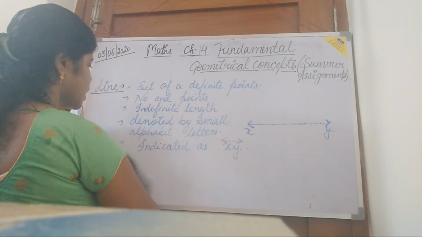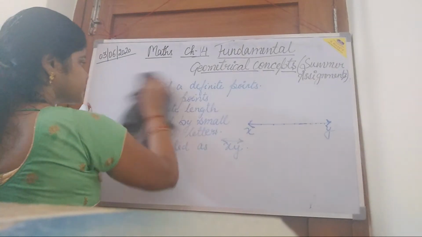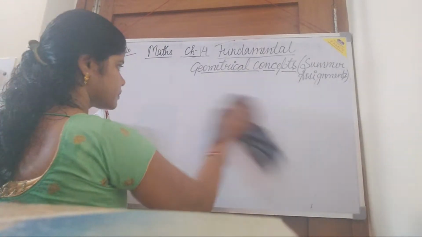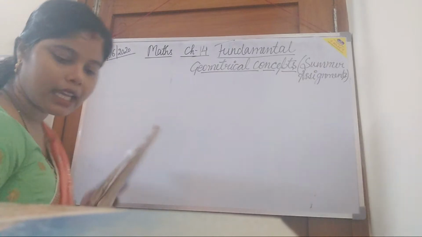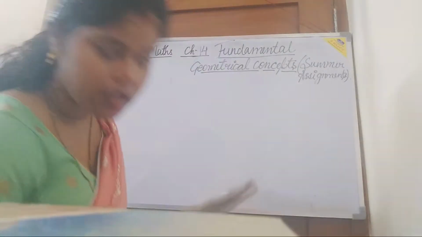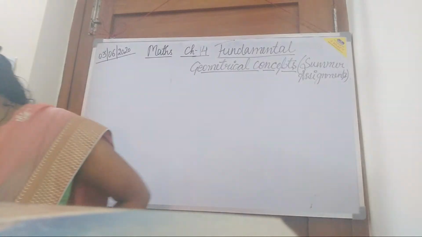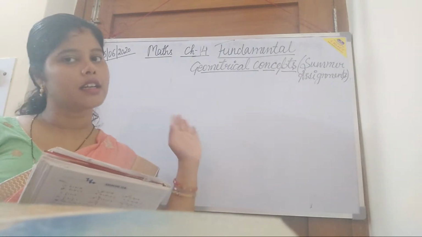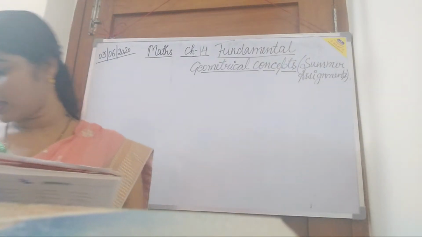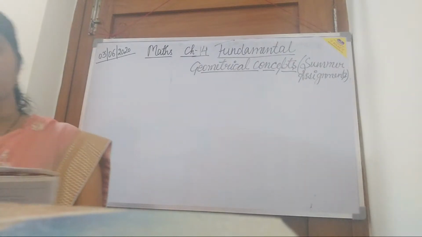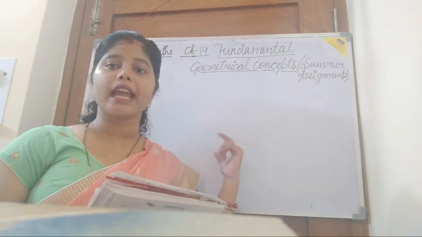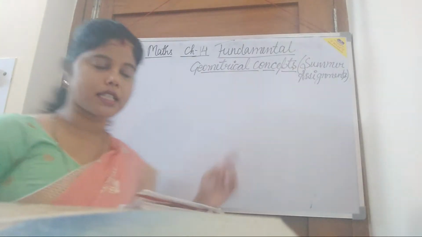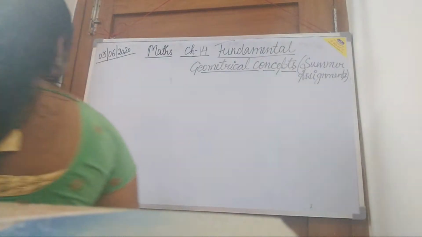Now we are going to talk about a plane. So now you know what a line is. A line has indefinite length, is a set of definite points, and is represented with arrows on both sides, endless arrows. It means a line can be extended infinitely on both of its sides. Now we are going to discuss plane.